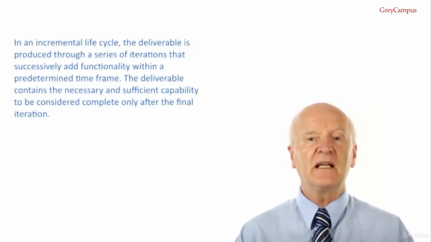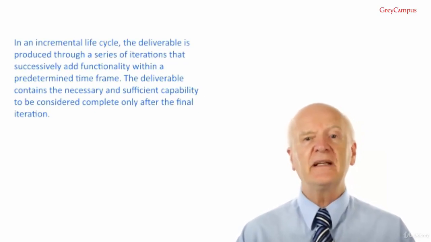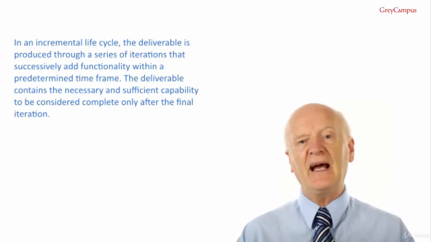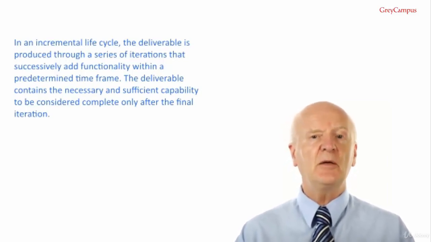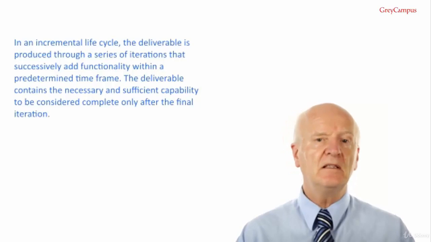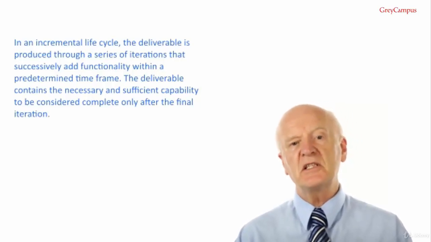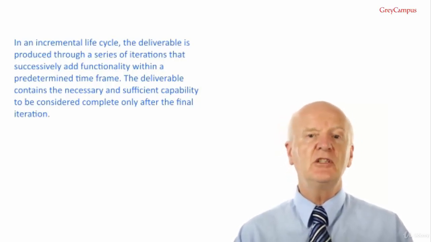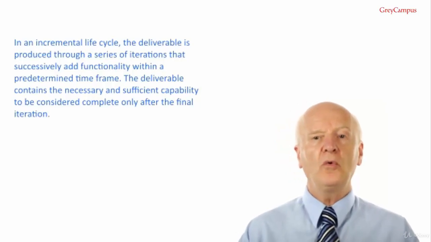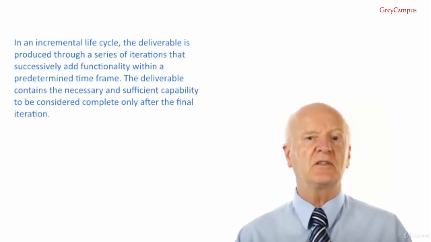In an incremental life cycle, the deliverable is produced through a series of iterations that successively add functionality within a predetermined time frame. The deliverable contains the necessary and sufficient capability to be considered complete only after the final iteration. This one reminds me of the old riddle, how can you eat a whole elephant? Answer, one bite at a time.